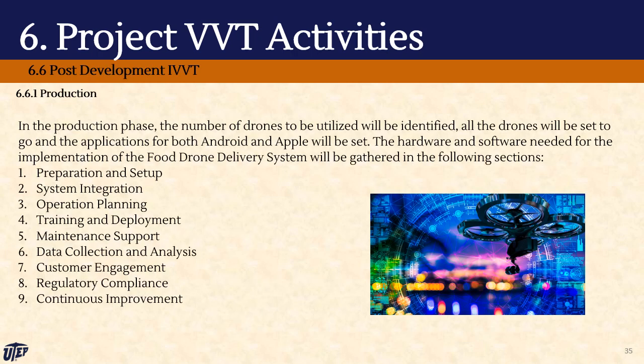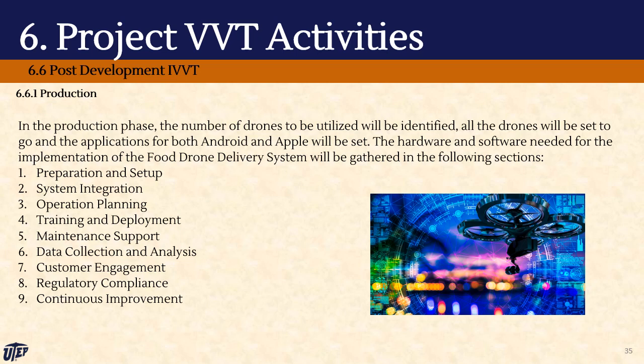The production phase of the drone delivery system for food involves the actual implementation and operation of the system in the real-world environment, including the following sections or phases. Number 1 would be preparation and setup. This would include procurement of necessary equipment like drones, ground control stations, and communication systems. Also the setup of operational base and infrastructure, including charging stations, maintenance facilities, and storage areas for the food.